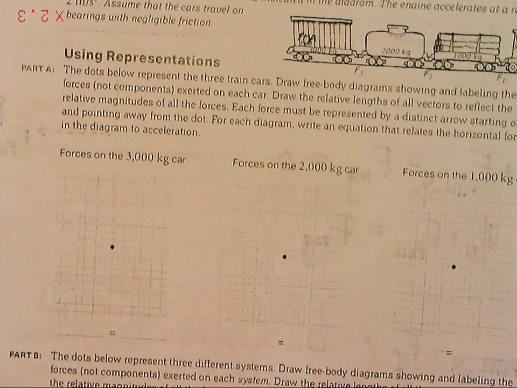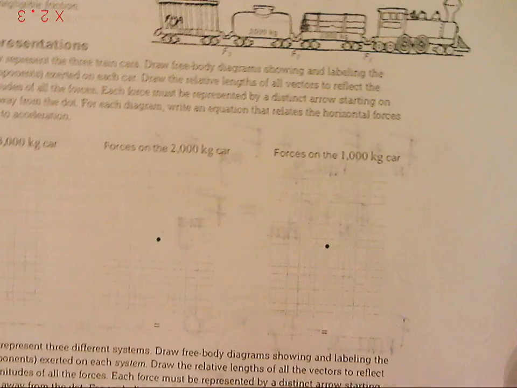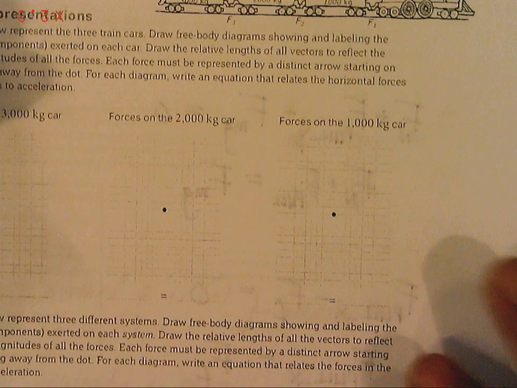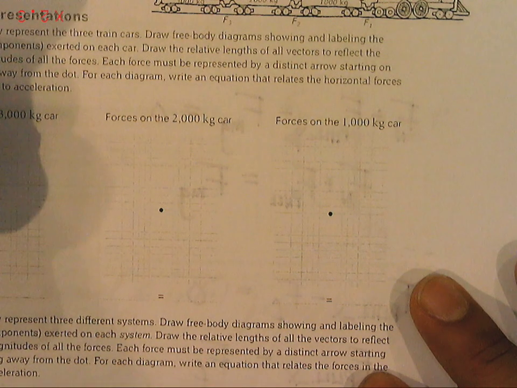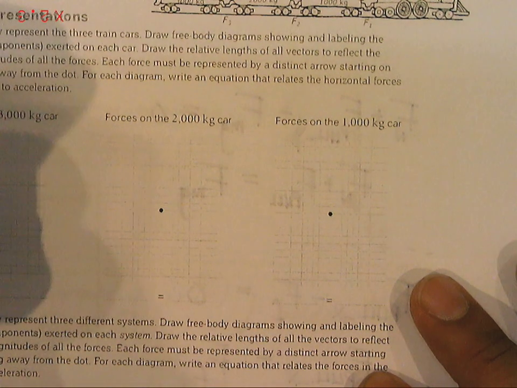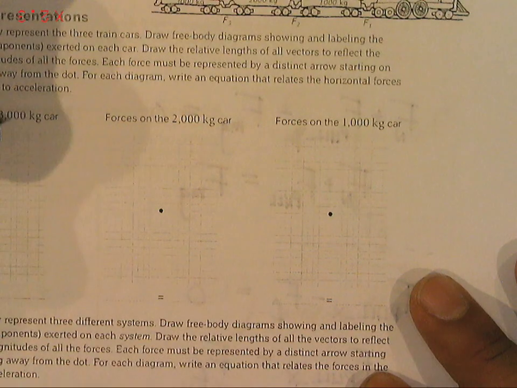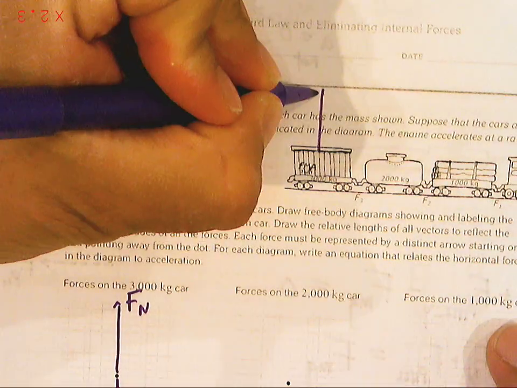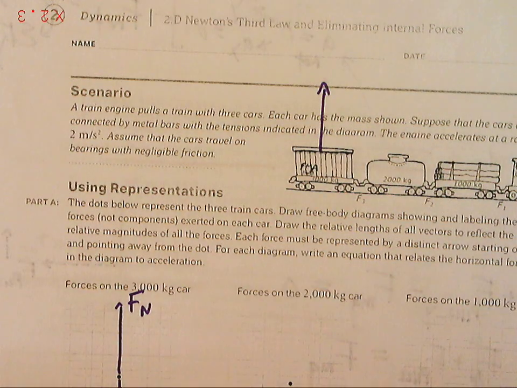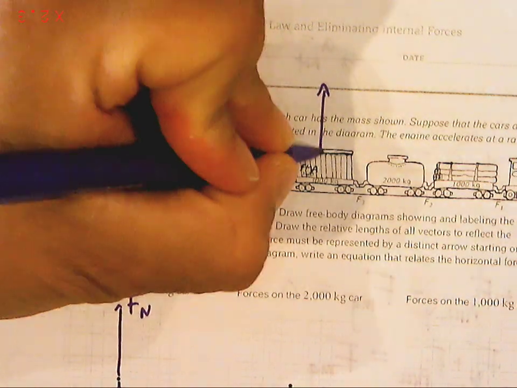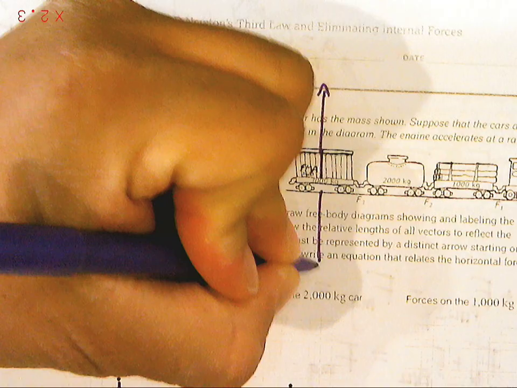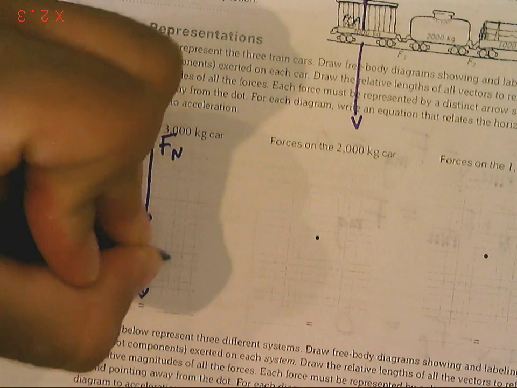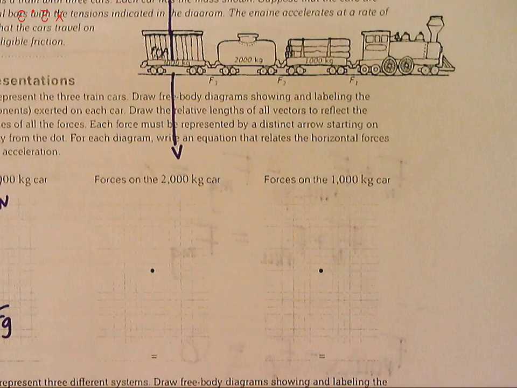So let's think about this. Forces on the 3,000 kilogram car, 2,000, 1,000, 1, 2, and 3. Well, I'm going to just go ahead and state that since this is the 3,000 kilogram car, it has a normal force still because the ground is pushing up on the wheels. But this cart is also going to have the equal and opposite force of gravity. And since it starts from the center dot, that represents the 3,000 case.